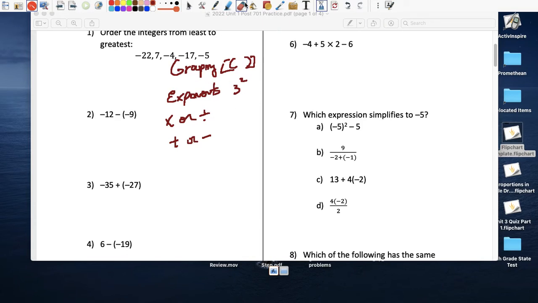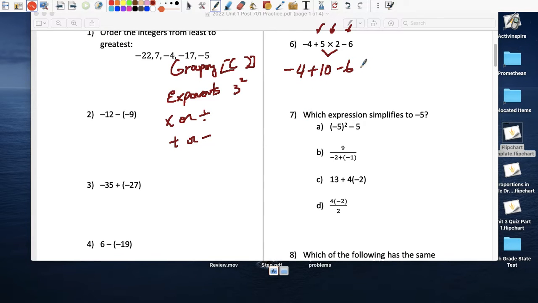All right, so number 6, which is on top here, we have an addition, we have a multiplication, and we have a subtraction. So which one comes first? Well, there's no grouping, there's no exponent, so there is a multiplication. So we're going to do 5 times 2. So negative 4 plus, and this is 5 times 2, which is 10, minus 6.